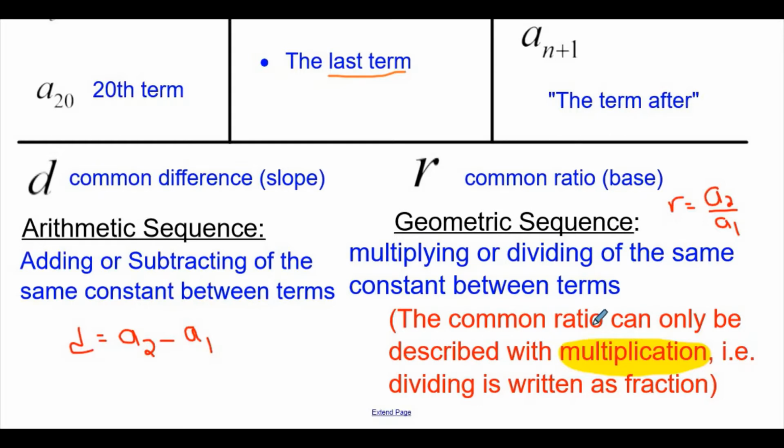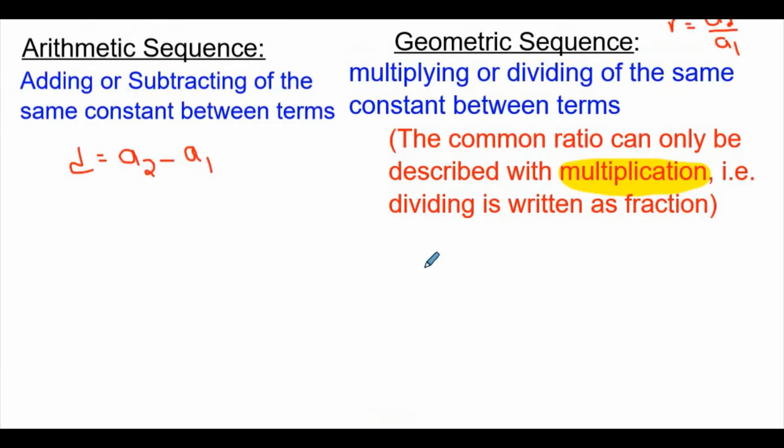Now, that being said, there's a very important thing about geometric sequences that you need to keep in mind, and that is that the common ratio can only be described as multiplication. That means that division must be written as a fraction. So let's say I had a sequence like this. Let's say I had 27, and then 9, and then 3, and then 1, and then so on. Well, the R is a third, and sometimes it could be like 5/3.